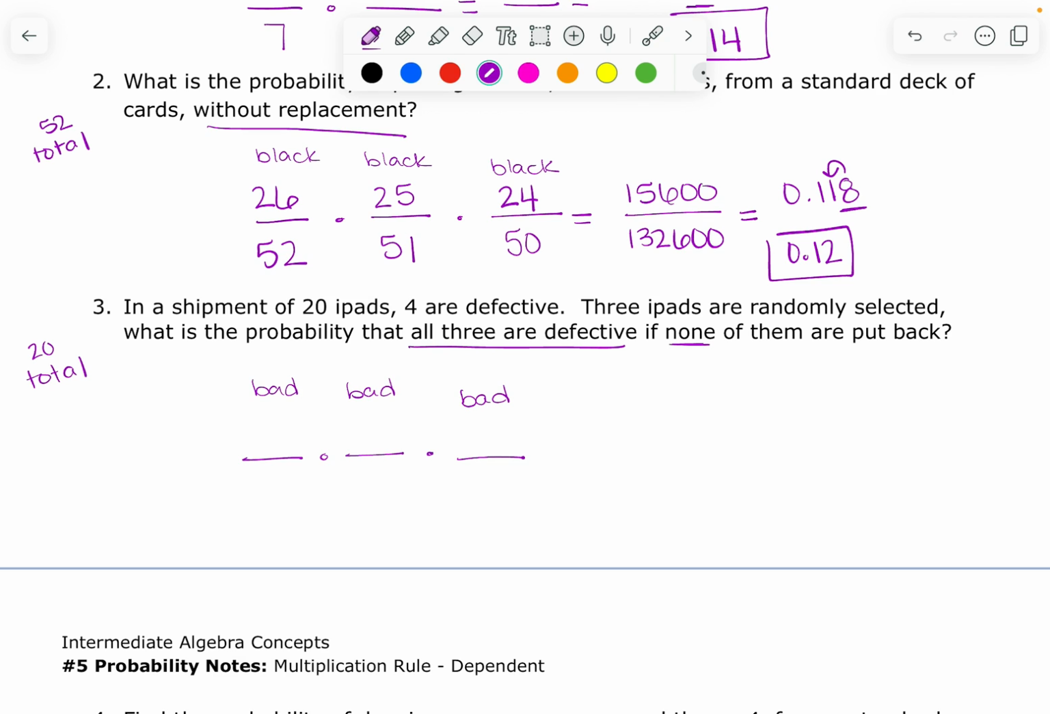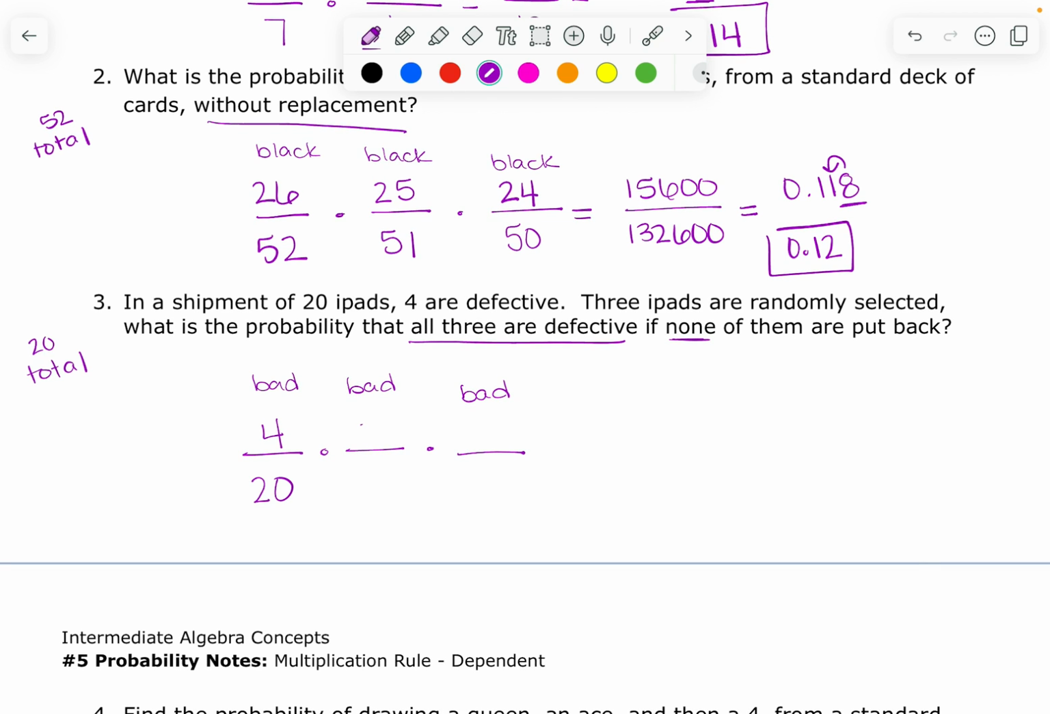All right, probability of getting a defective iPad. Well, there's 4 defective ones out of 20 total iPads. I picked up a defective one, and I put it away. The probability of now getting a defective one again is going to be, there's only 3 of them left, and there's only 19 iPads left. So I picked up another defective one that time, and I put it away. So the probability of getting another defective one, there's only 2 left in that pile. And in that pile, there was only 18 total.